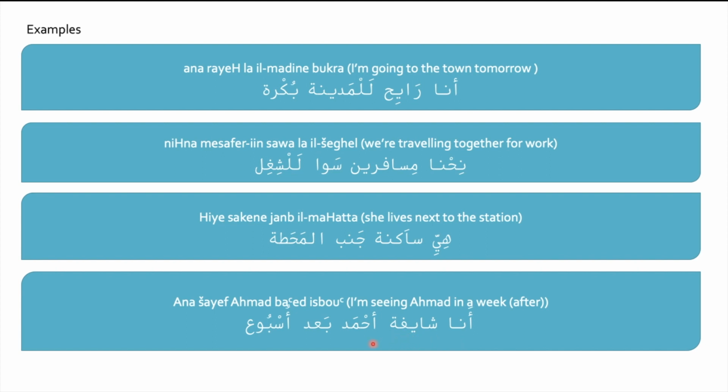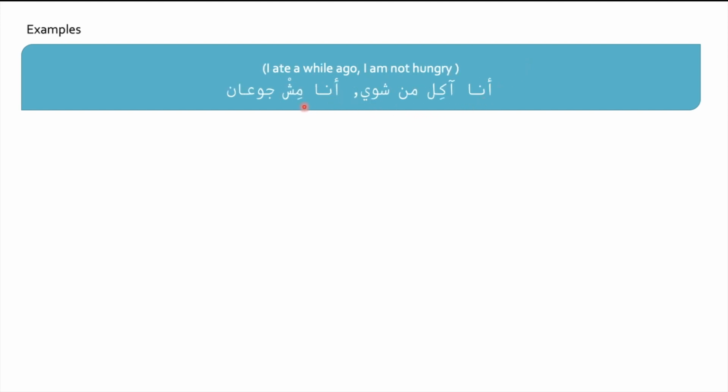أنا شايفة أحمد بعد أسبوع. So I'm seeing Ahmad in a week. أنا أكل من شوي. أنا مش جوعان. I ate a while ago. I'm not hungry.